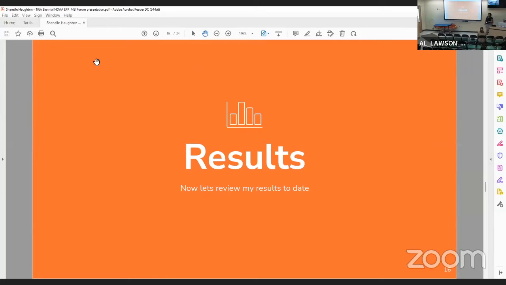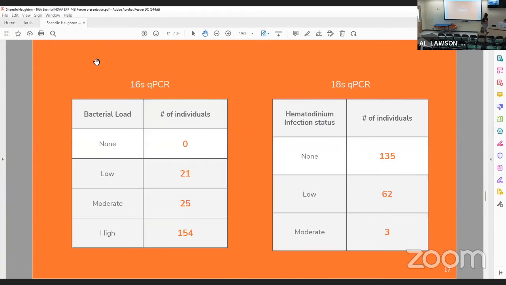So now I'll move into the results that I've collected thus far. These two tables are showing the results from my 16S and 18S qPCR assays. I want to point out that all of my individuals were infected with bacteria, which was unexpected for juvenile crabs, with most having a high level of bacterial infection. Inversely, most of my individuals had no Hematodinium infection, and none of them had a high level of Hematodinium infection. That was to be expected.